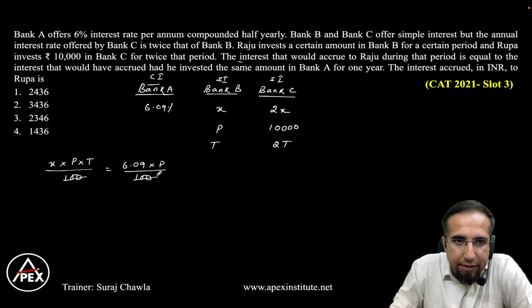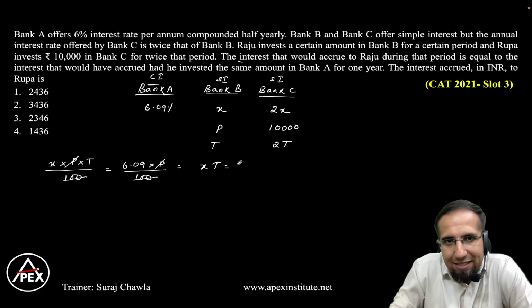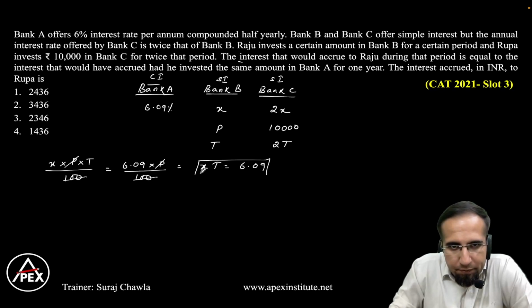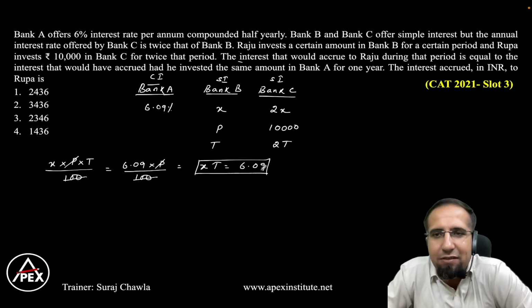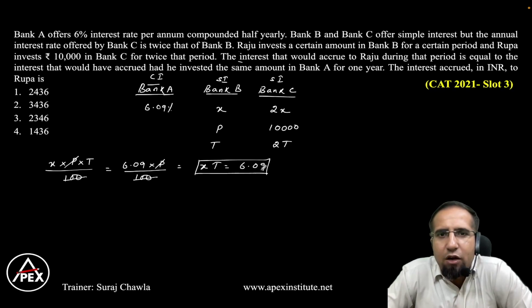So 100 gets cancelled, PP gets cancelled. So eventually what do we have? We have XT is equal to 6.09. Let's keep it as it is. Now what is the question asking us? The interest accrued to Rupa.